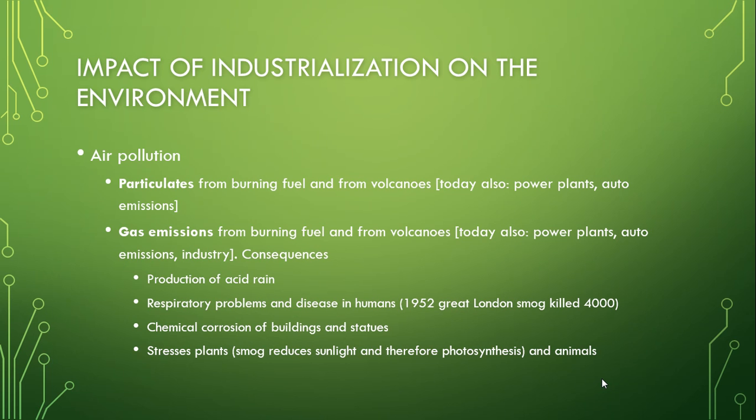We have stressors that can result on our vegetation. For example, we talked about smog resulting from the particulates. Smog reduces the amount of sunlight that can come through the atmosphere. That affects your plants, therefore this hinders photosynthesis. It can also affect animals, etc.